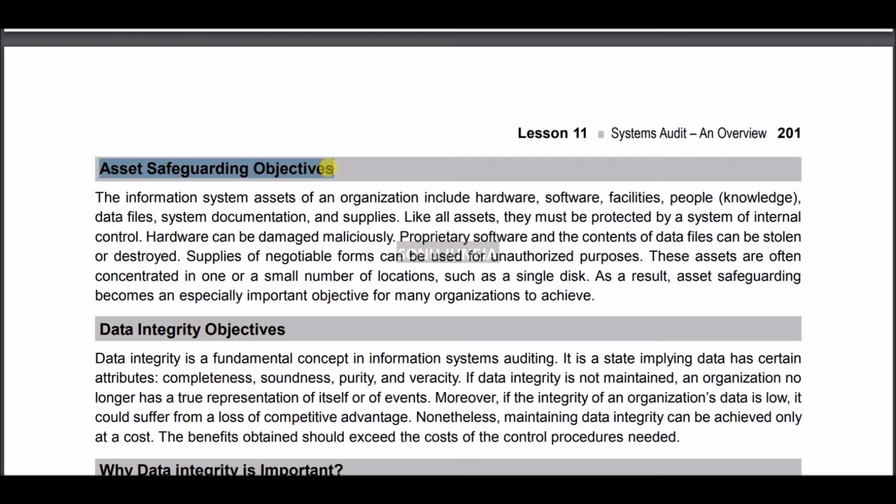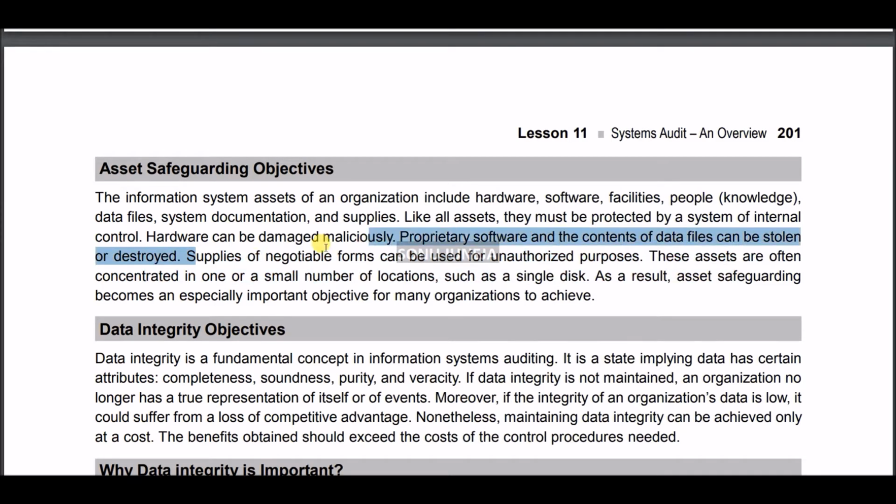Asset safeguard objectives. The information system assets of an organization include hardware, software, facilities, people, knowledge, data files, system documentation, and supplies, like all the other assets. They must be protected by the system of internal control. Hardware can be damaged maliciously, proprietary software and the contents of data files can be stolen or destroyed. The supplies of negotiable forms can be used for unauthorized purposes.